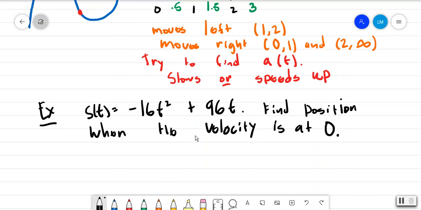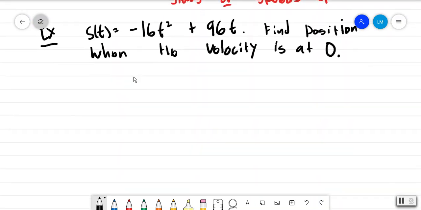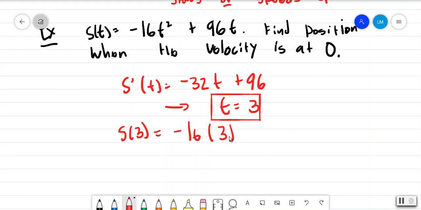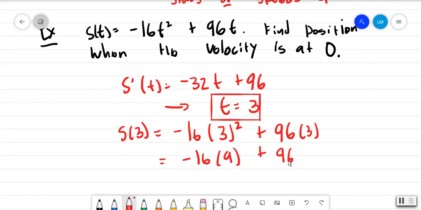Okay, in that case, that's a two-step process where you first figure out that s prime of t is equal to negative 32t plus 96. If you set this equal to 0, you get that t equals 3. So now it's just a matter of plugging 3 back into s. So s of 3 is equal to negative 16 times 3 squared plus 96 times 3. Well, this is negative 16 times 9 plus 96 times 3.